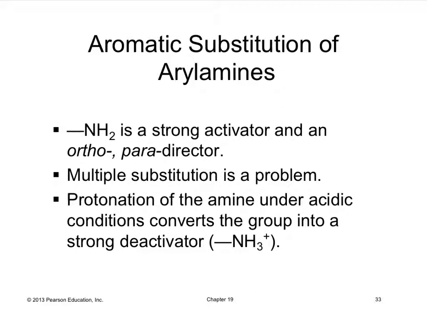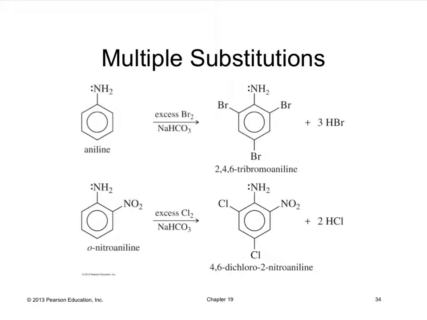Aromatic substitutions of arylamines. NH2 is a strong activator, so it's an ortho and para director. Multiple substitutions become a problem because it's a strong activator. Protonation of the amine under acidic conditions converts the group into a strong deactivator, or NH3+. So here is aniline. If you add excess Br2 in sodium bicarbonate, you get multiple substitutions on the ortho and para positions. Here, excess Cl, again, multiple substitutions.